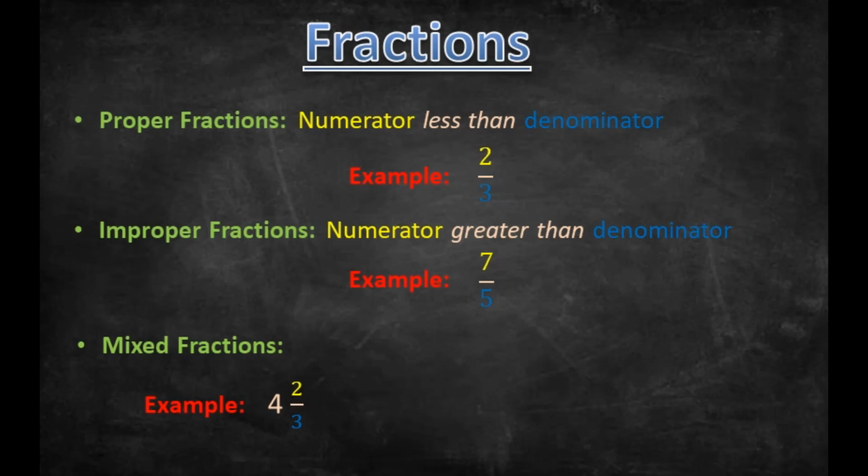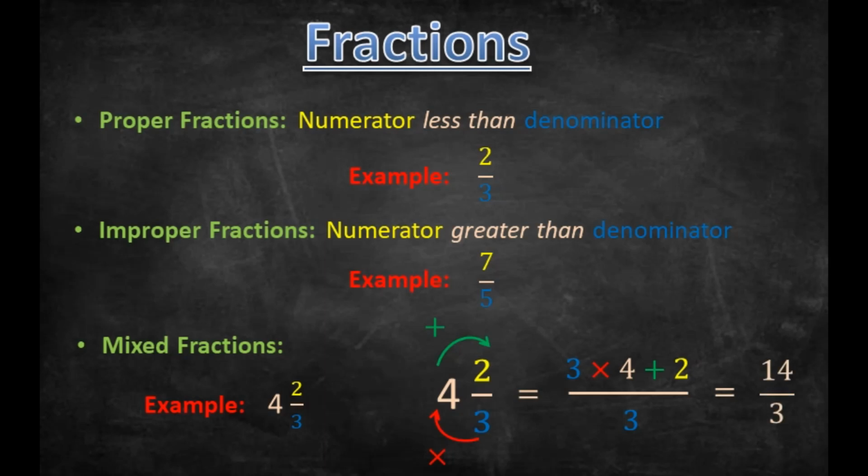Now, any mixed fraction can be written as an improper fraction as follows. Let's take 4 and 2/3 as an example. We multiply 4 by 3 and we add 2 to the answer. And this is put all over 3. So 3 times 4 plus 2 all over 3 equals 14/3.